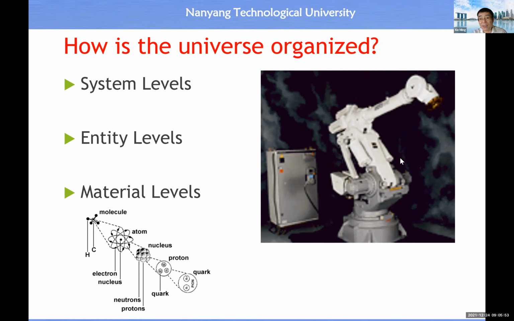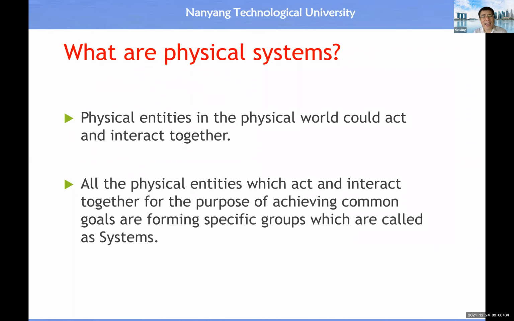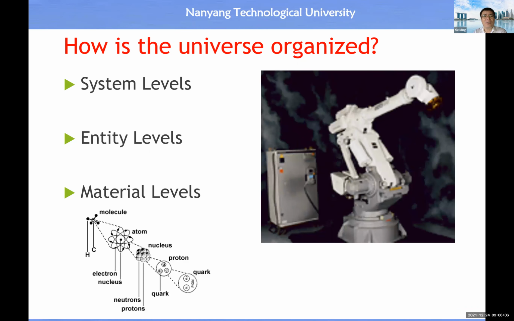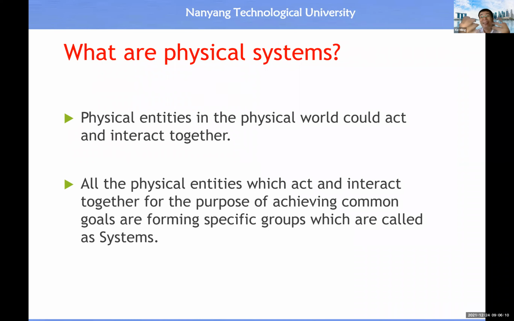And this picture basically shows you a robotic system. So this is a normal scale, which is familiar to us. Then, since the universe is organized at these three levels, what should be the definition for a physical system in the universe or in the world on Earth?